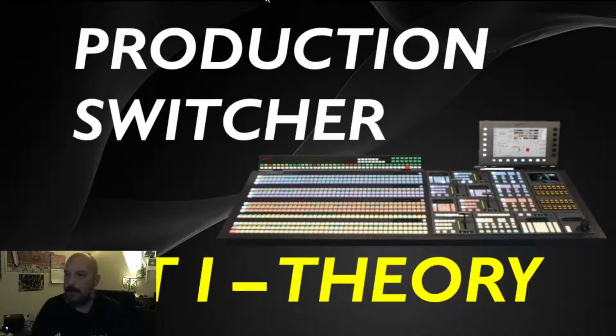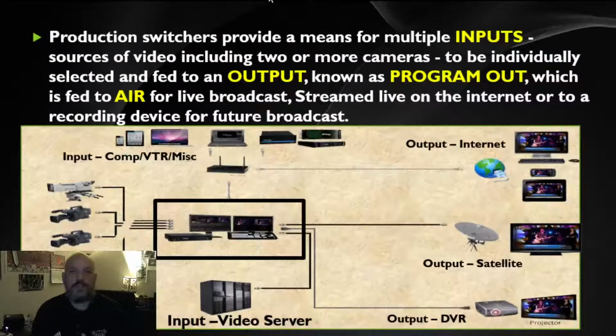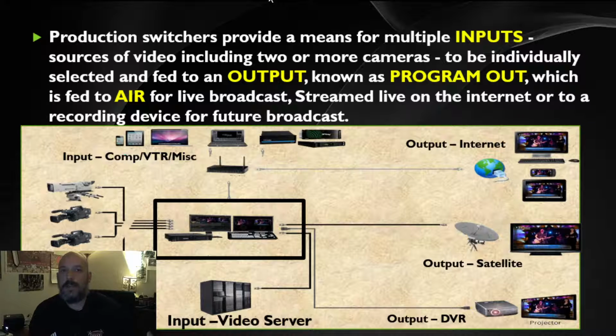Welcome to JRN 3365, where we're going to continue our talk about the production switcher and a little more. We're going to talk about what it does. So, the production switcher provides a means for multiple inputs and multiple outputs.